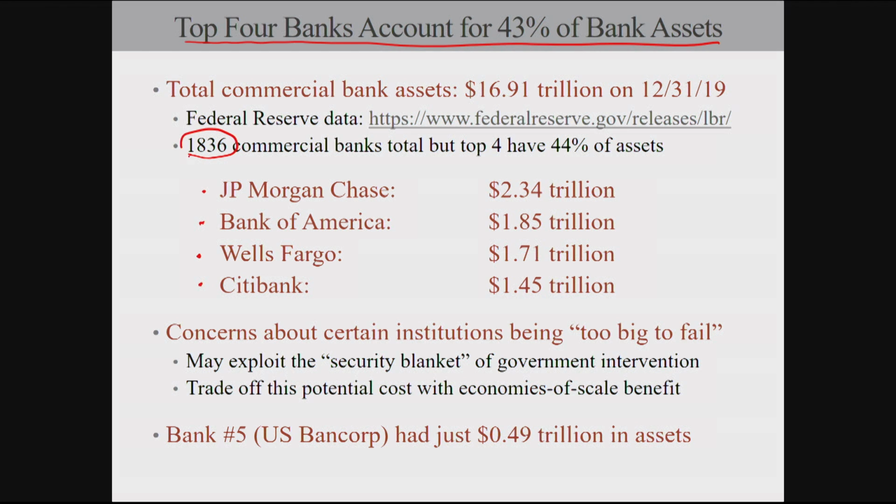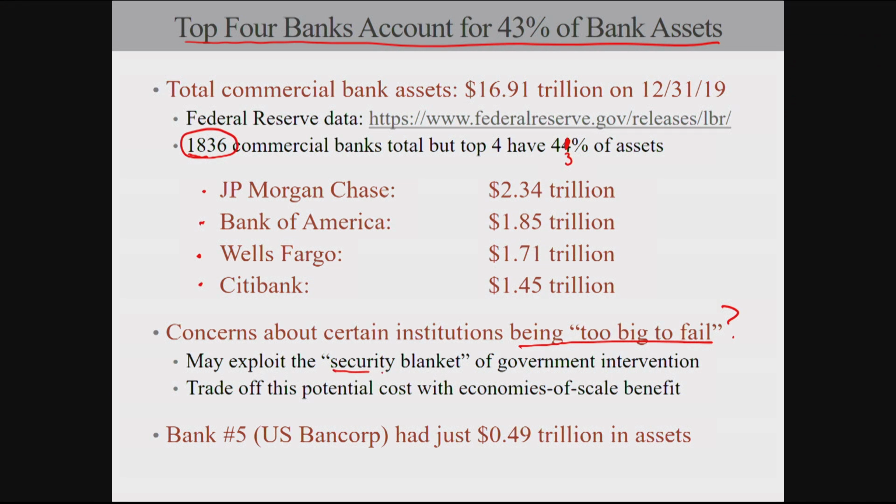And all of these banks have assets significantly in excess of liabilities. There are almost 2,000 commercial banks in the US, but it's the top 4 that have 44%. I'm sorry, this should be 43. 43% of assets. And some policymakers are worried about these institutions potentially being too big to fail. And so you hear a lot of people worry that basically these companies know that if their net worth goes negative, let's say, the government may come in and bail them out.